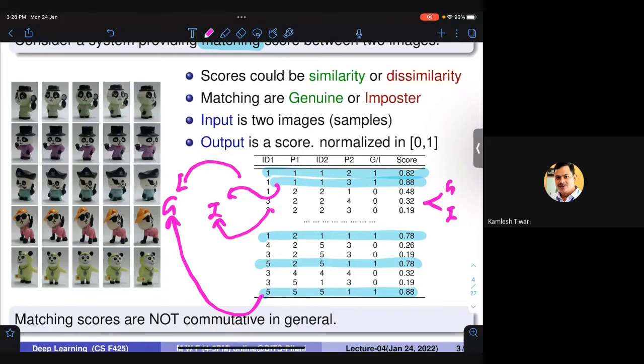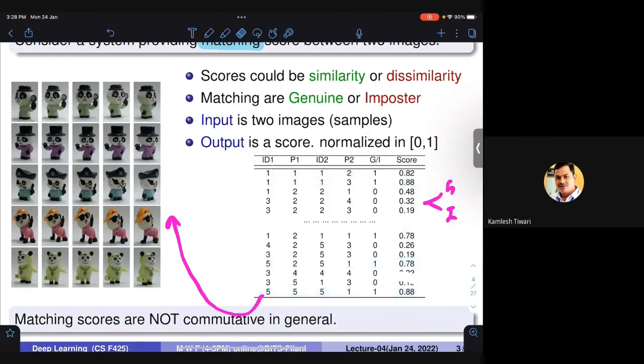This concept is clear to everybody? Yes or no? I can segregate this file into two things. Okay. Can anybody write yes? Okay, so I have created this, and then I can divide it into the genuine and imposter one.